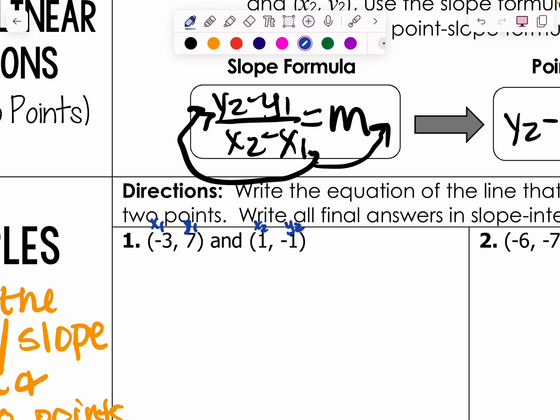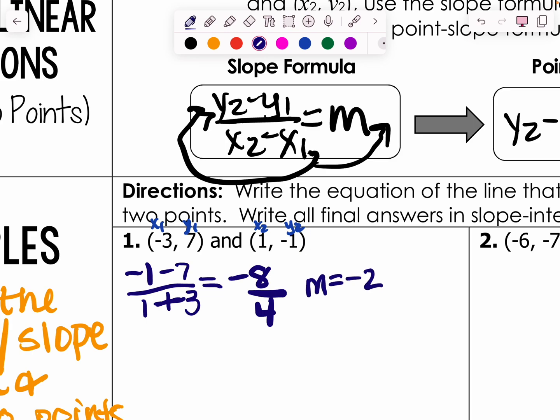So I'm going to do -1 minus 7 over 1 minus a -3. What does that change to? Plus 3. -1 minus 7 is -8 over 1 plus 3, which is 4. -2. So m equals -2.